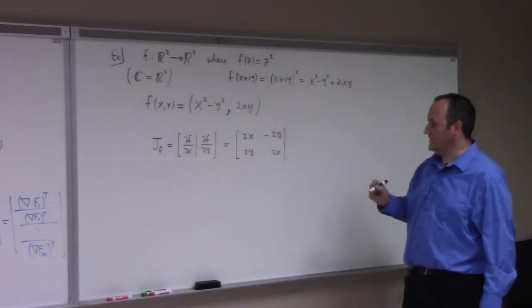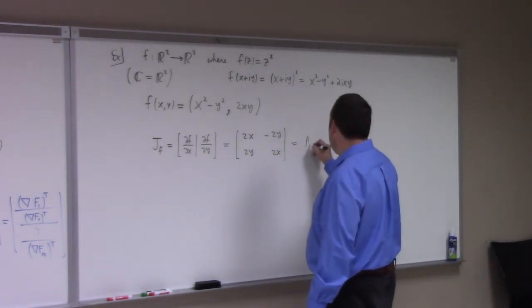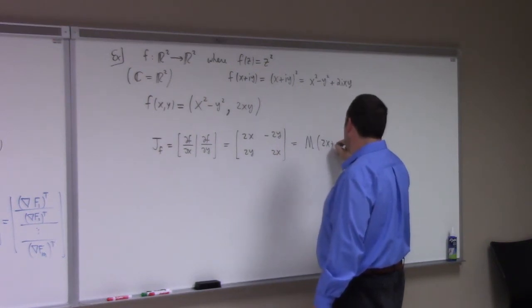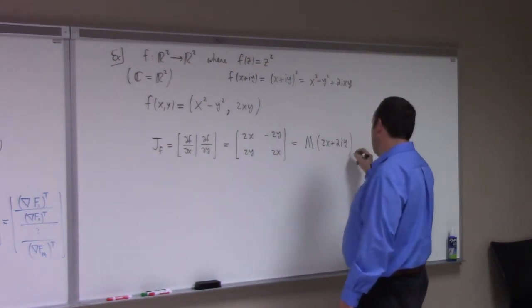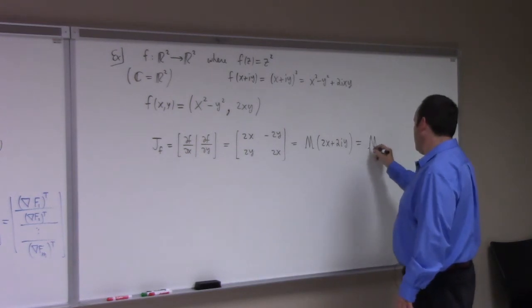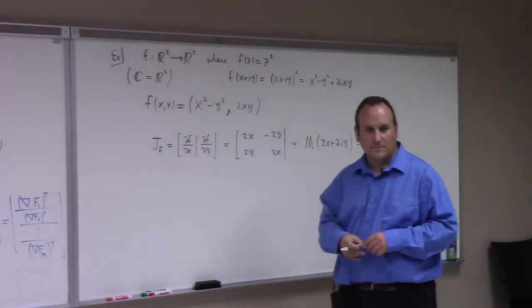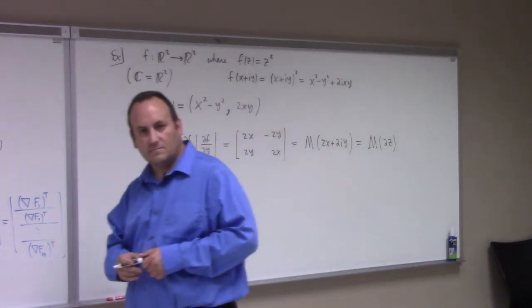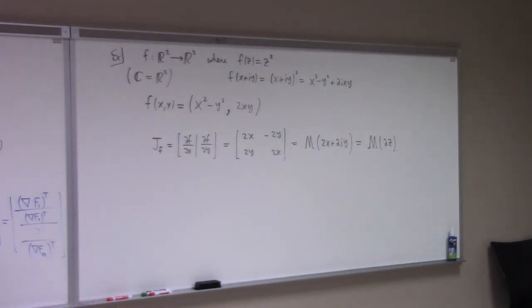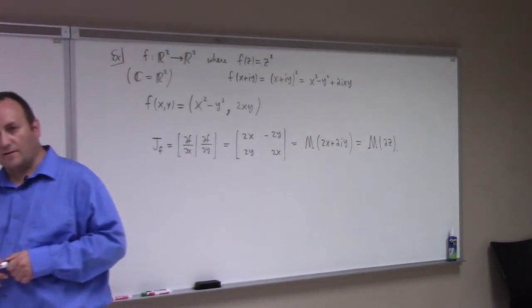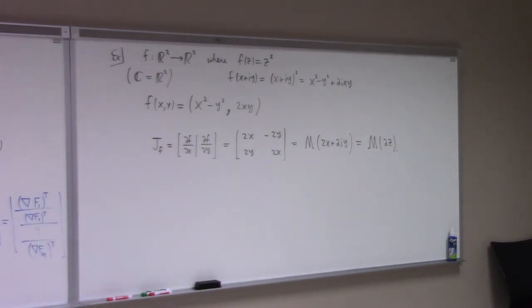Wait a minute. What is that? That is the matrix representation of 2x plus 2iy, or in other words, the matrix representation of 2 times z. That's kind of interesting, isn't it? The Jacobian matrix of the squared function is the representation of the 2z function for complexes. That's neat.